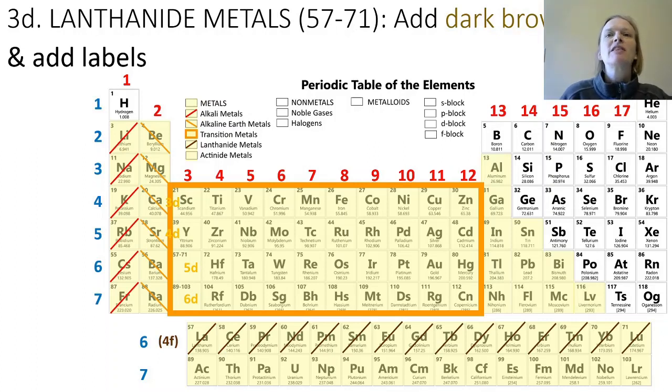Next, I want you to label the lanthanide metals. I want you to add dark brown stripes on the lanthanide metals, and I also want you to add a label in front of lanthanum that says 4F.